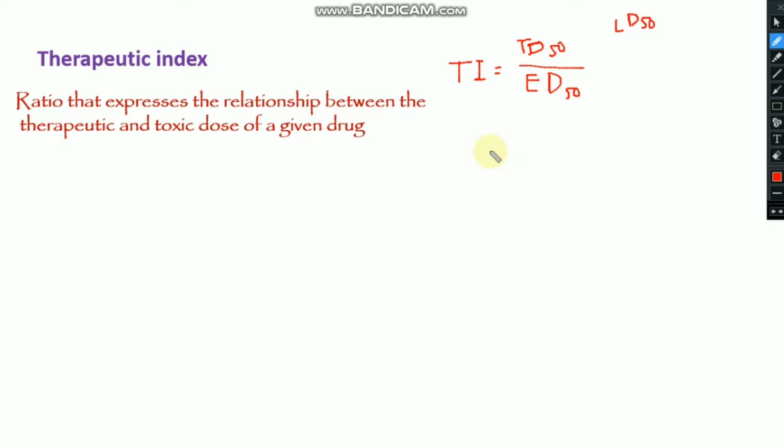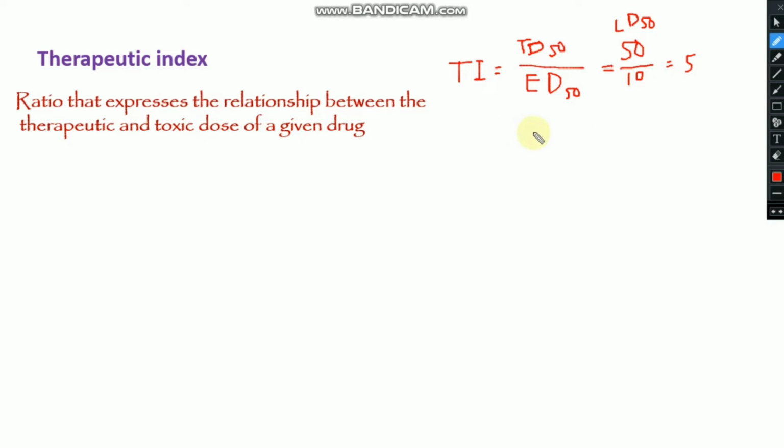Let me write an example here, then it might be clearer. Let's assume TD50 is 50 and the effective dose is 10. So what does that mean? It means that the toxic dose is higher than the effective dose. So the ratio becomes 5, right? This is high. So this is why this drug is not safe to use. It has higher adverse and toxic effects.